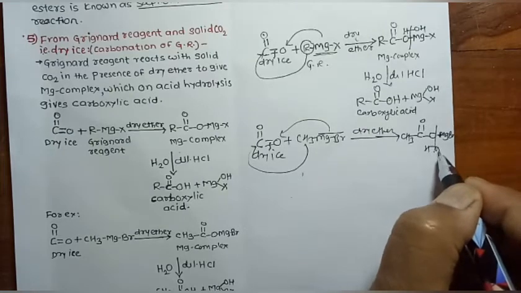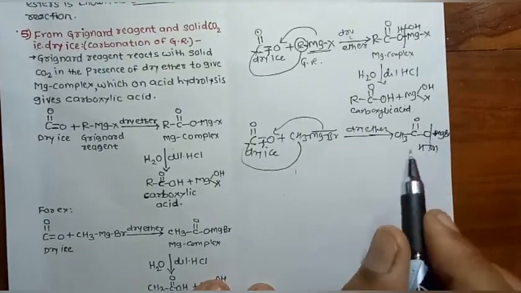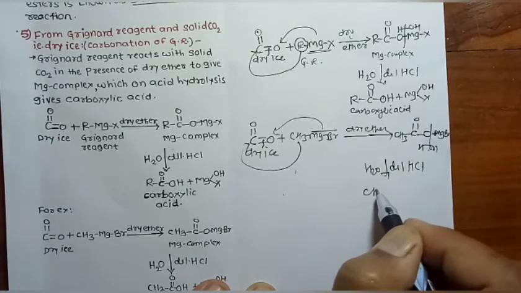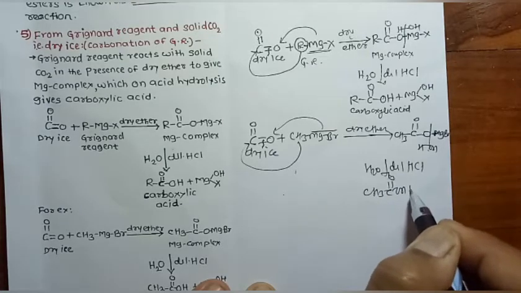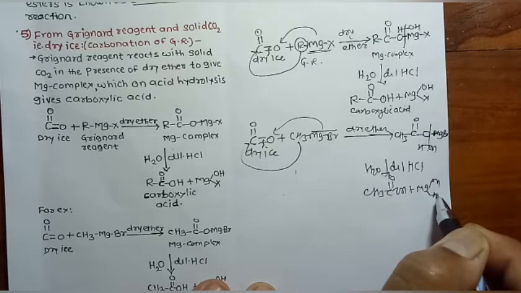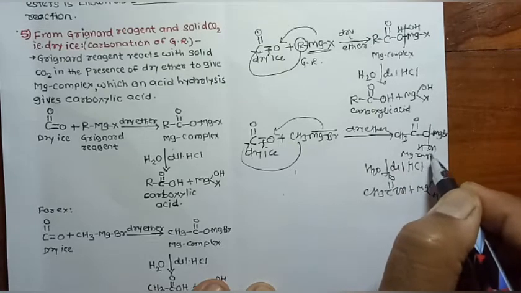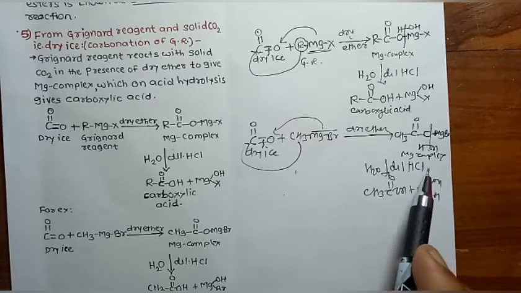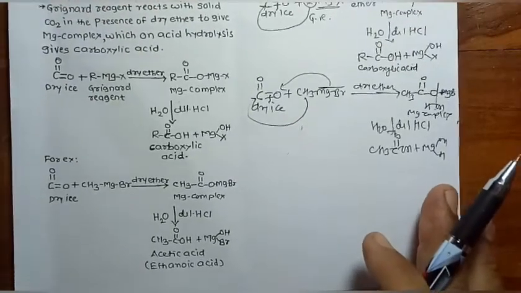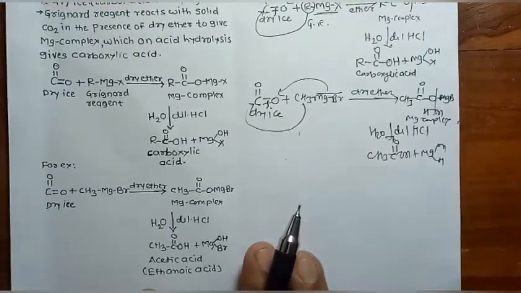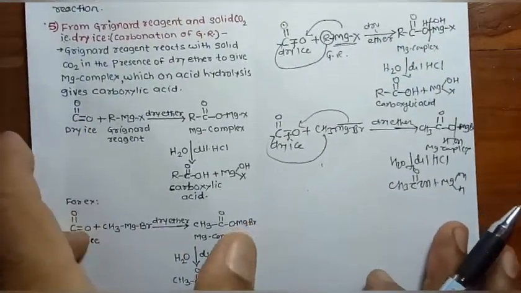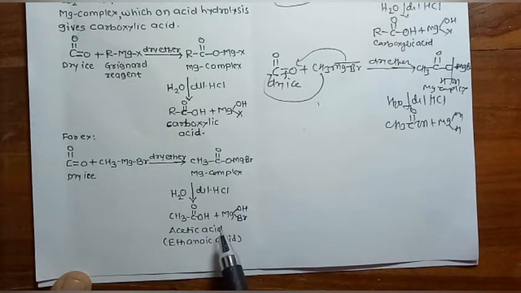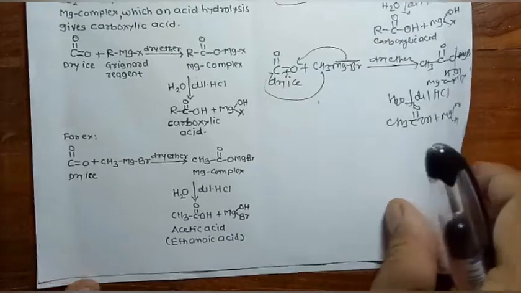This compound on acid hydrolysis, in the presence of dilute HCl, addition of water molecule, gives acetic acid CH3COOH plus MgOHX. It is unstable, an intermediate compound, the magnesium complex. In this way we can prepare acetic acid by using this method. I have taken the same example here: CO2 plus CH3MgBr gives Mg complex, and on acid hydrolysis gives acetic acid.